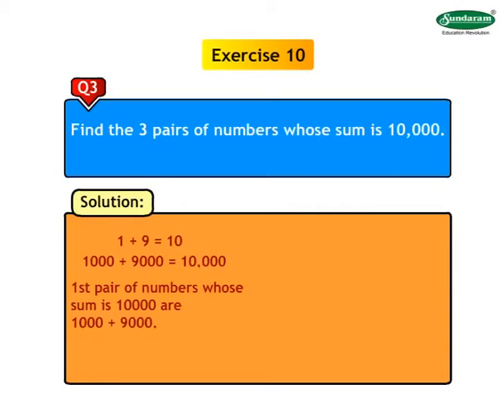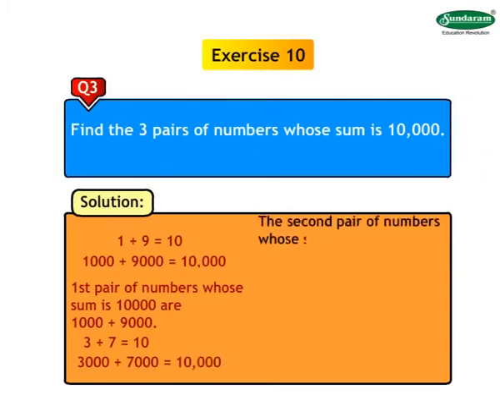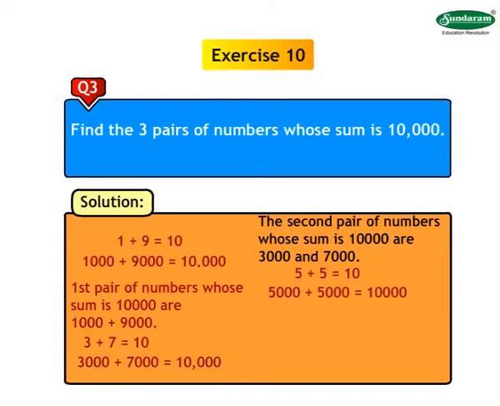Let us consider randomly the number 3. Now, 3 plus 7 is equal to 10. Thus, place 3 zeros after 3 and 7, then find their sum, which is equal to 10,000. Thus, the second pair of numbers whose sum is 10,000 are 3,000 and 7,000. Now consider number 5. 5 plus 5 is equal to 10. Place 3 zeros after both 5s and then find their sum. Therefore, third pair of numbers whose sum is 10,000 are 5,000 and 5,000.